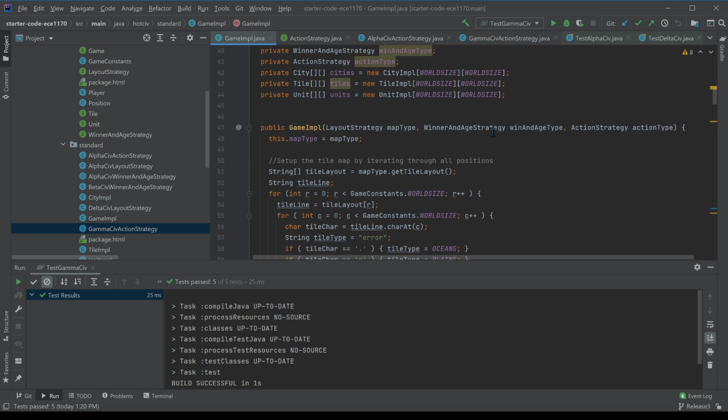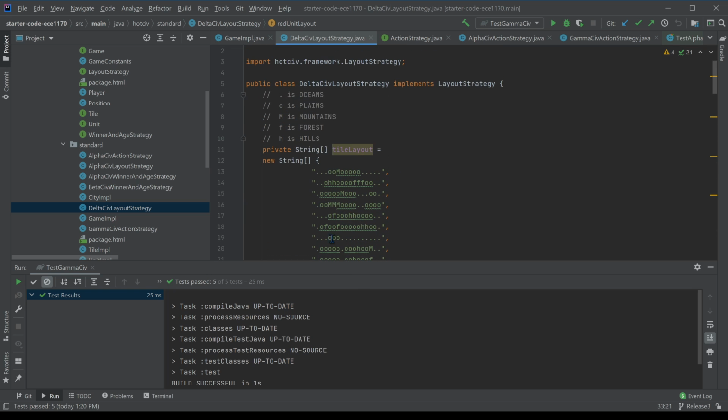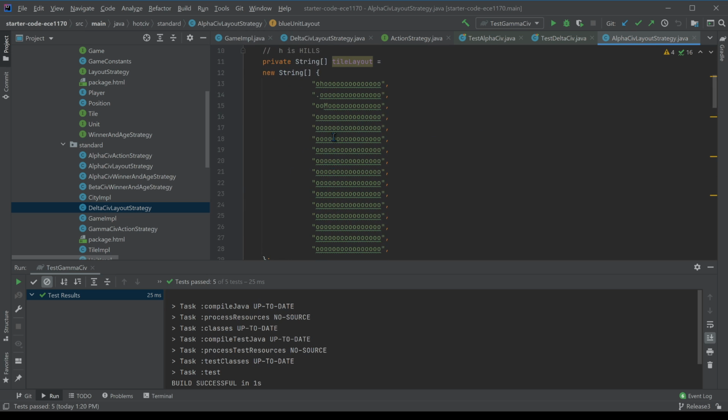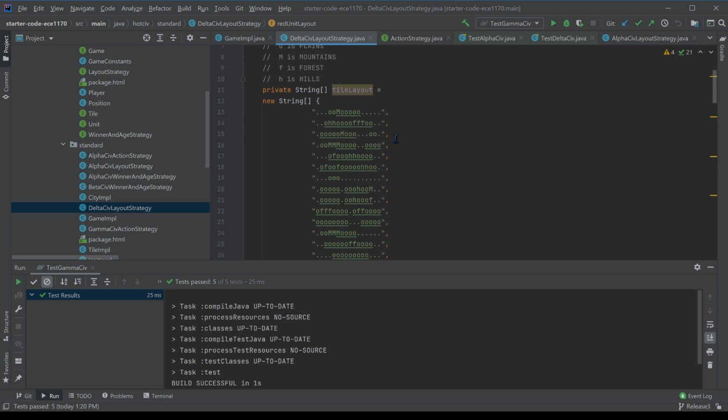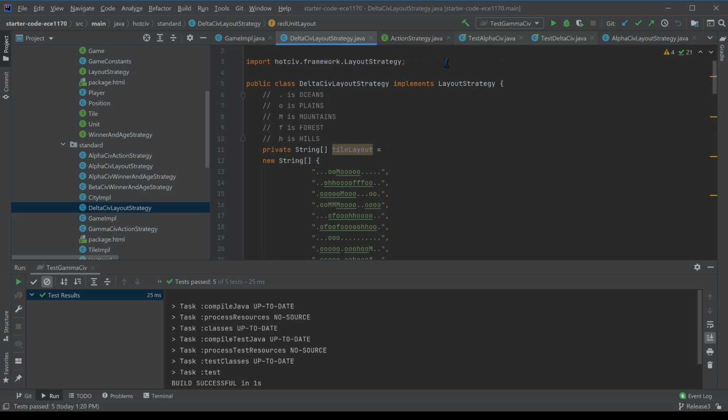So for this, I had layout strategy, which was necessary for the DeltaSieve variant, because in DeltaSieve I needed to have a different map that was built than AlphaSieve. So in this AlphaSieve layout, it had the basic map, but in DeltaSieve layout, I was able to create the more complex map. These both are implementations of this layout strategy interface.